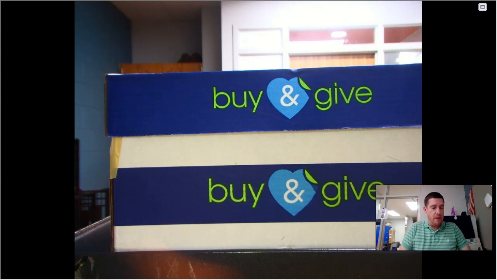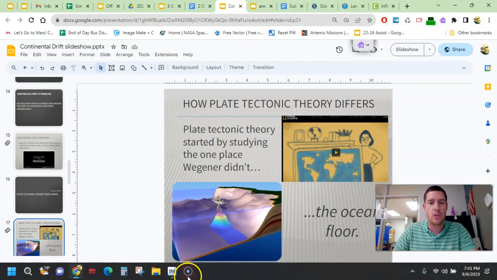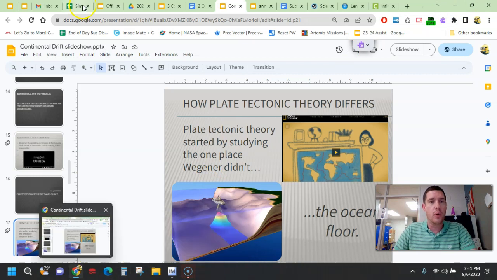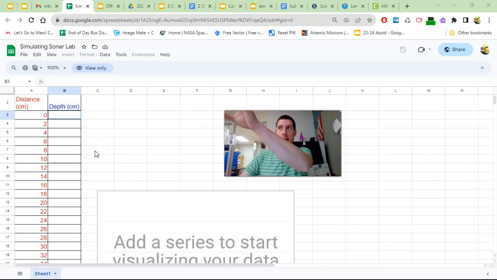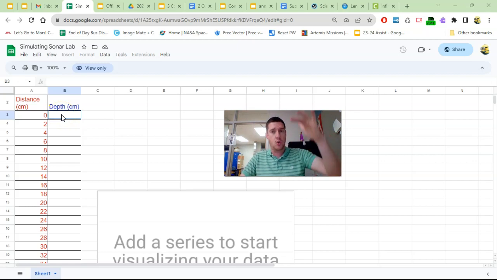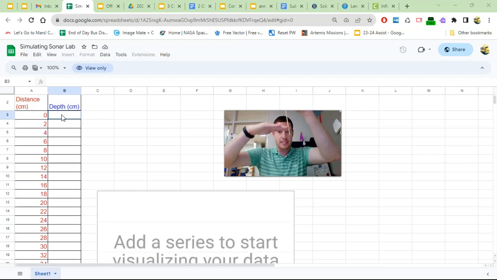Here's what I'm going to do with that information. Every skewer that I send into the box, I am going to record data. So this was at position 0. This document is in your Schoology, by the way. So at position 0, I put the bamboo skewer in that box, and it traveled down 16 and a half centimeters, okay?